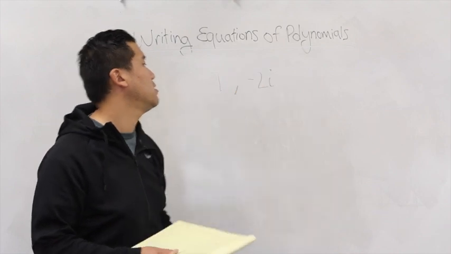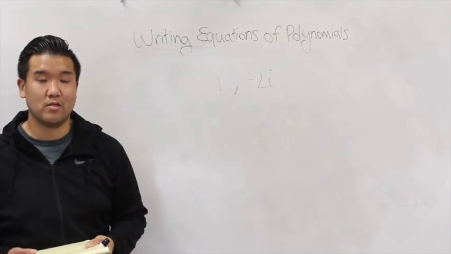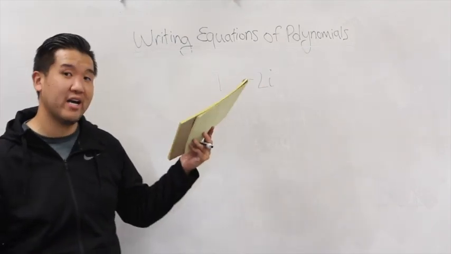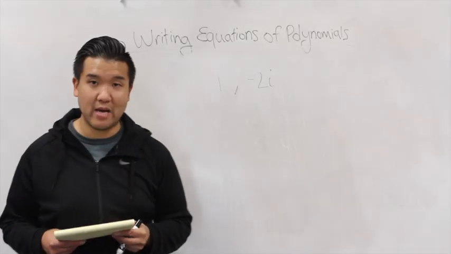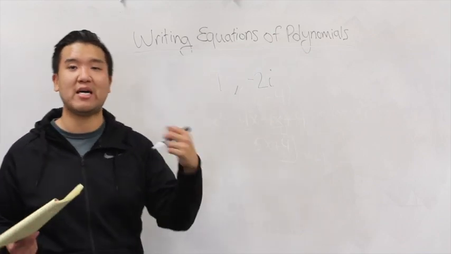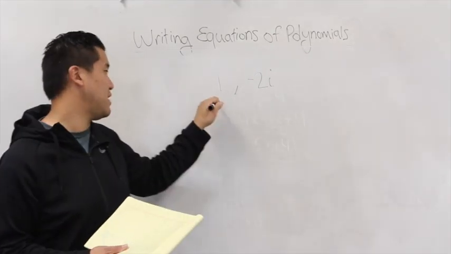Our next problem, let's say I give you 1, -2i. So remember what my rule is if you have i's or square roots. Try your best, 30 seconds to a minute, go. All right, welcome back. Let's try it. If 1 is my x-intercept, what is my factor?